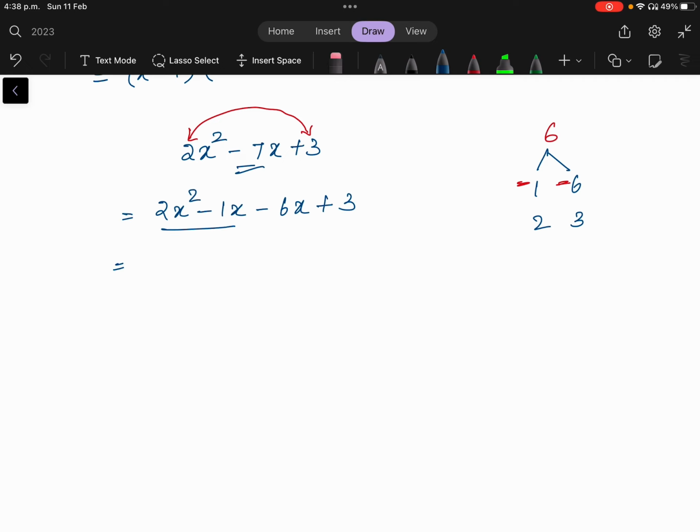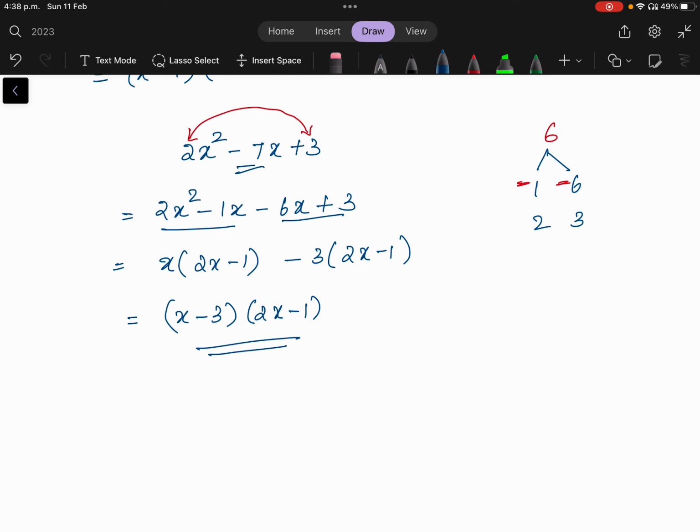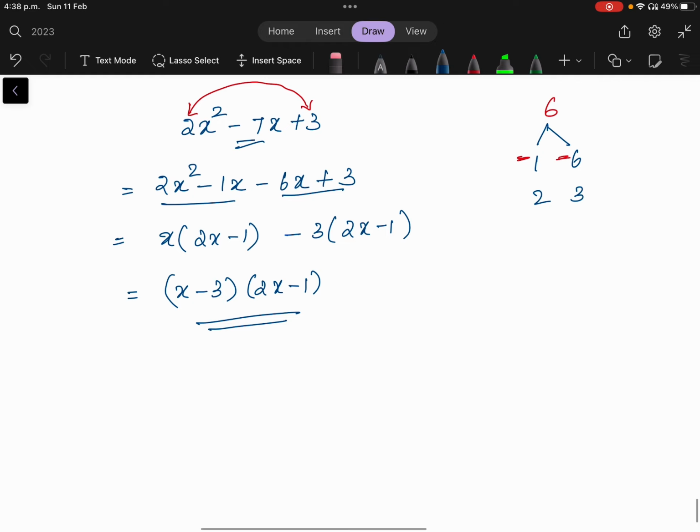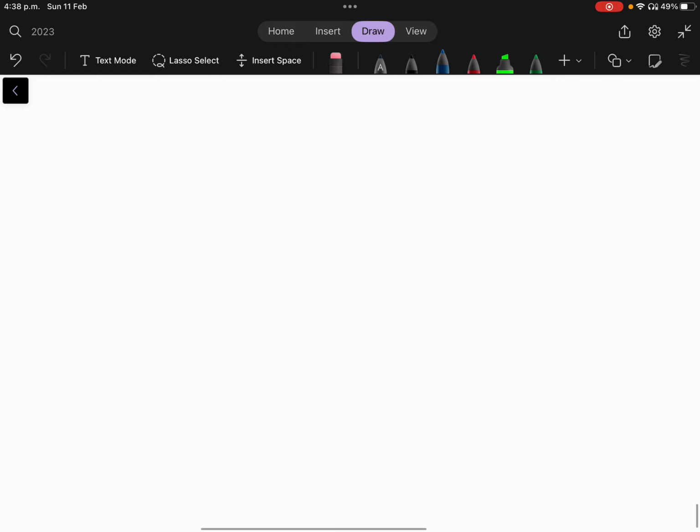And then to simplify this, I will try with this combination. So it is x times 2x minus 1, minus 3 times 2x minus 1. So that is equal to x minus 3 times 2x minus 1. The method is the same. The only thing is that first you have to multiply. So let's try another question.